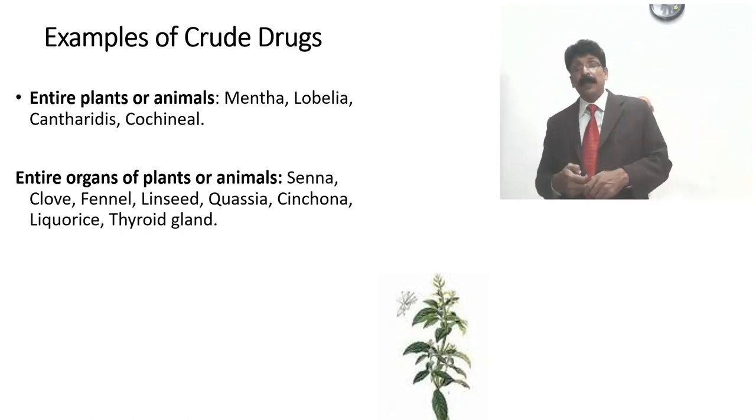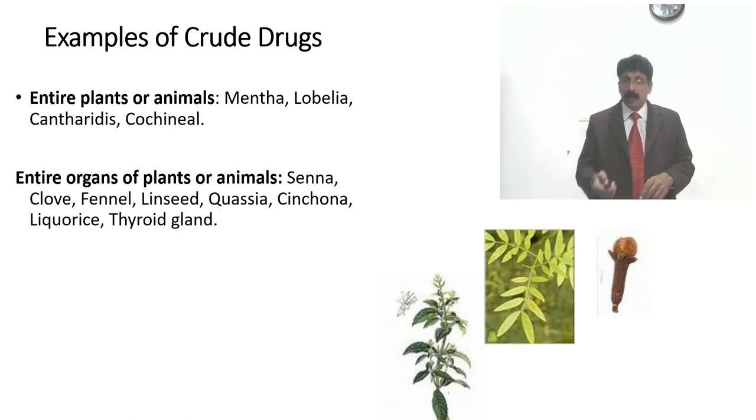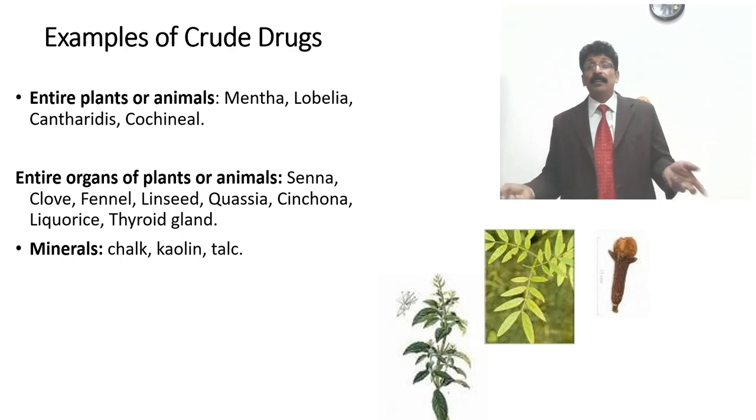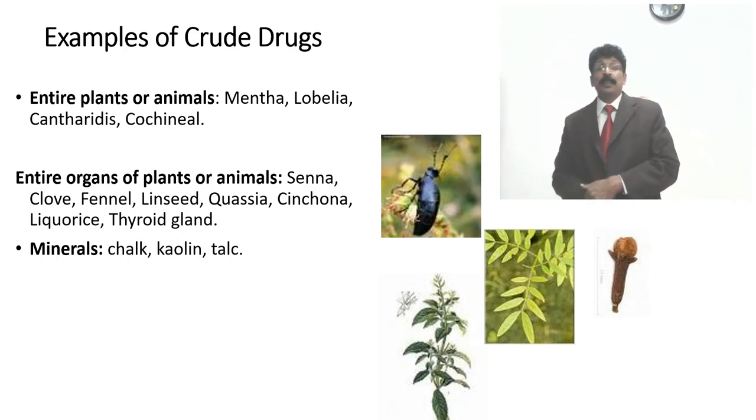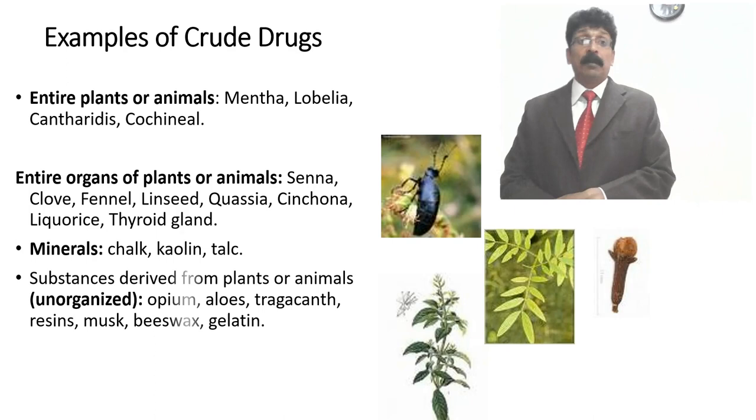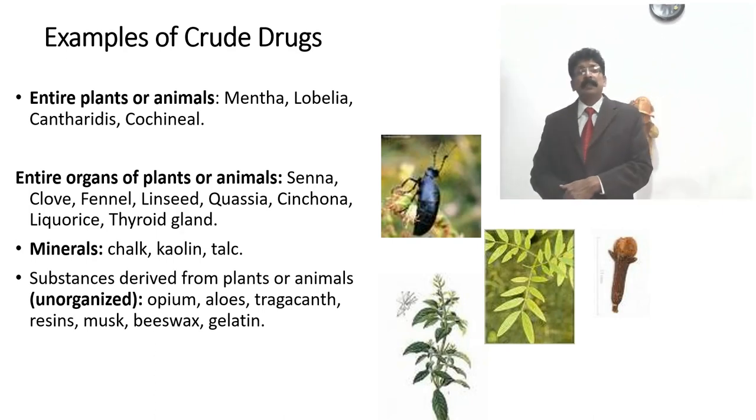That is an example. Like this is senna leaf, this is clove, and next minerals: talc, chalk, kaolin. These all are examples for minerals. They are also used as medicine. This is actually catharanthus, or for example the insect which is completely used as a crude drug. And substances derived from the plant or animal are called unorganized drug.